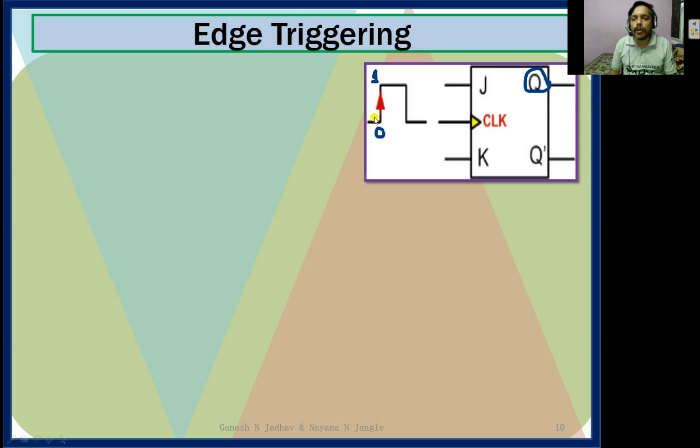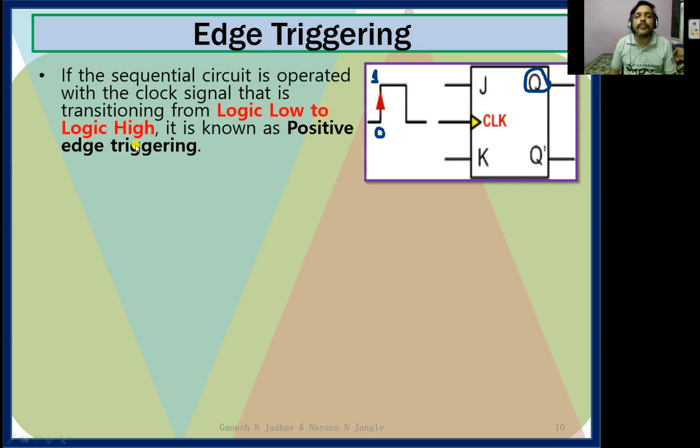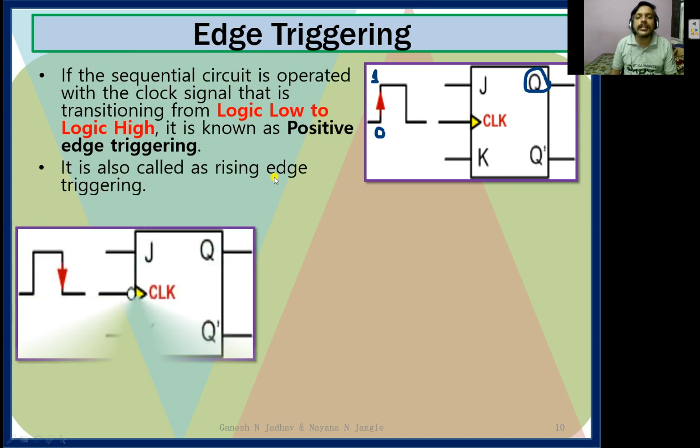As the clock is changing from low to high, it is called positive edge triggering. If the sequential circuit is operated with the clock signal that has a transition from low to logic high, then it is called positive edge triggering. It is also called the rising edge, because it is changing from 0 to 1. Next is negative edge triggering.